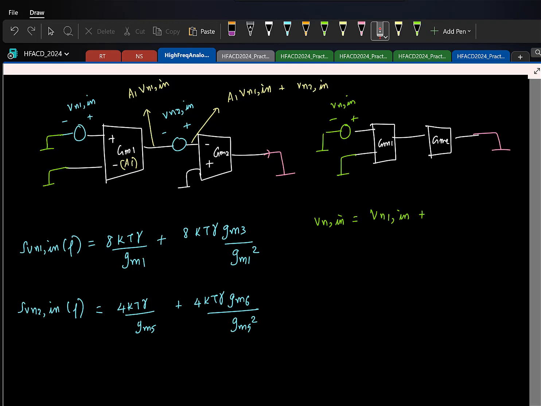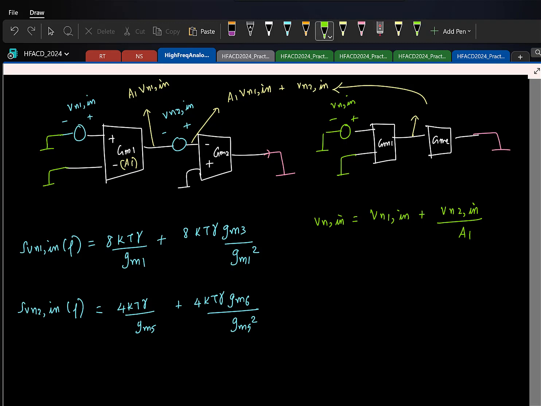Here, if I see this voltage, that should be same as this. Is that okay? Right? So in Vn,in I've already included Vn1,in. So Vn1,in times A1 is coming here. I need to add something to this guy so that the second term is also captured. What should that be? Divided by that gain. Basically what I am doing is whatever voltage is here, I am referring it back to the input. So naturally it has to get divided by that gain. That's the simple way to look at it.